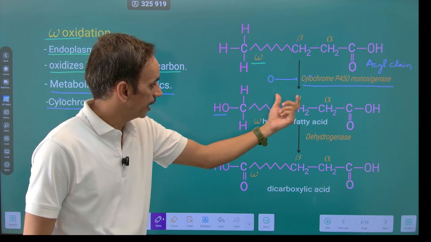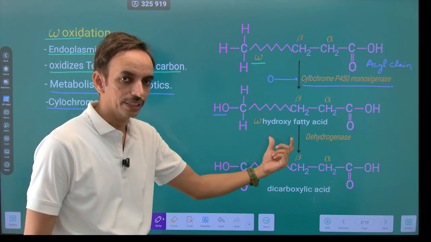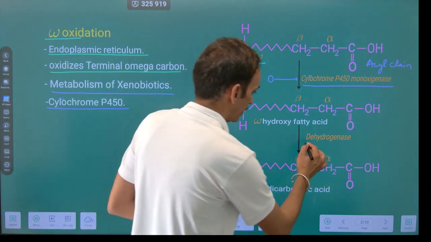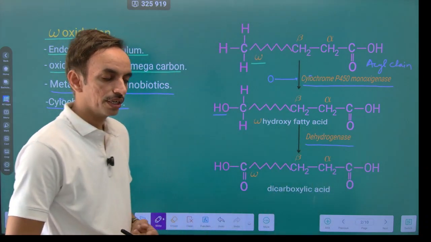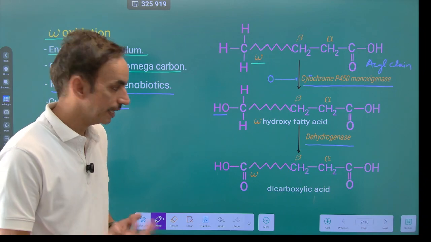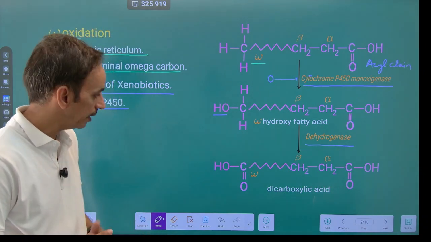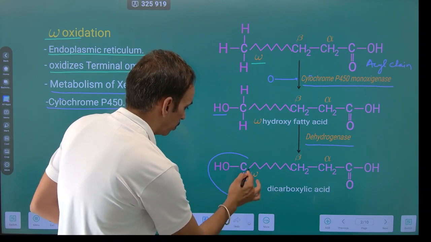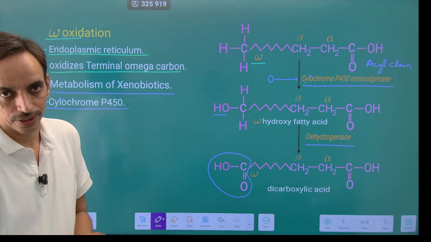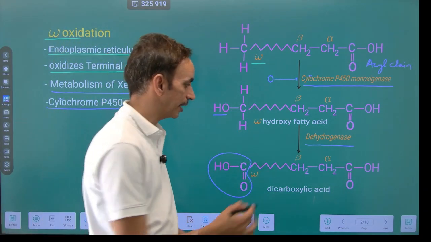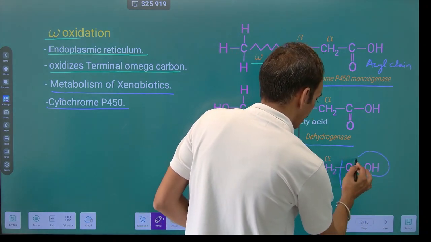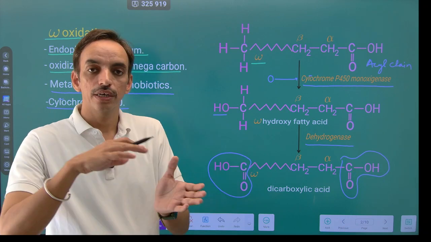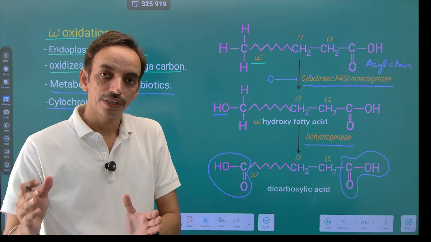In the first step, an oxygen atom is added and the acyl chain is converted into the omega hydroxy acyl chain. Then a dehydrogenase enzyme further oxidizes this omega terminal, leading to the addition of a carboxylic group onto the omega terminus. So now this fatty acid has a carboxylic terminus on both of its ends, and it can be sent to the mitochondria for further oxidation.